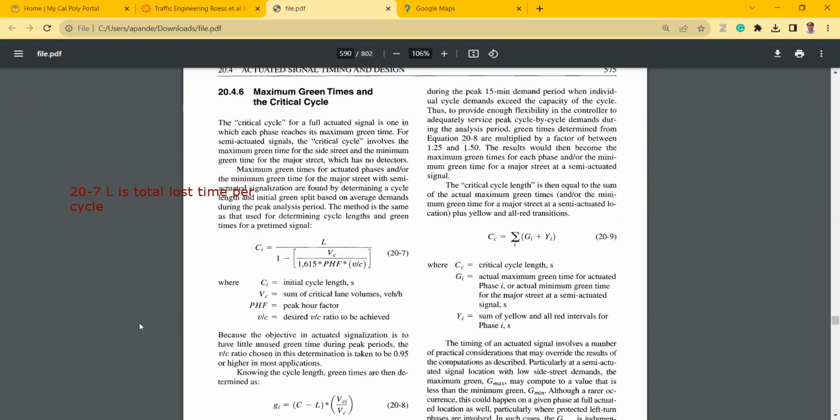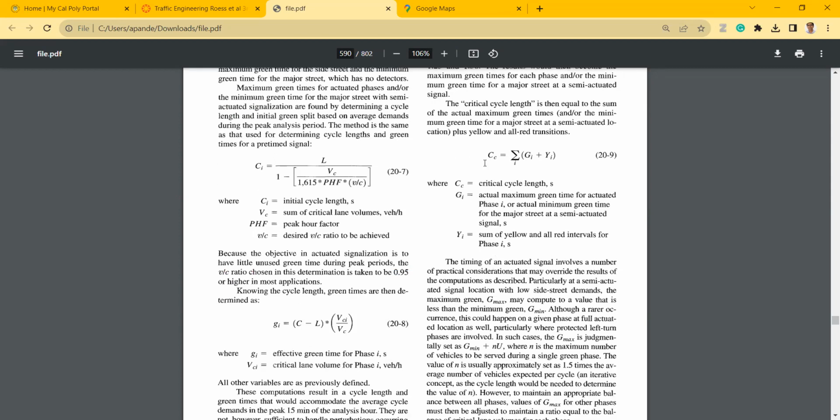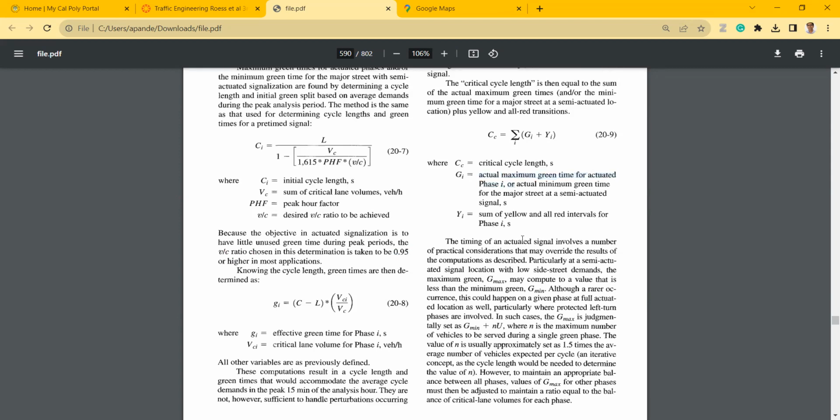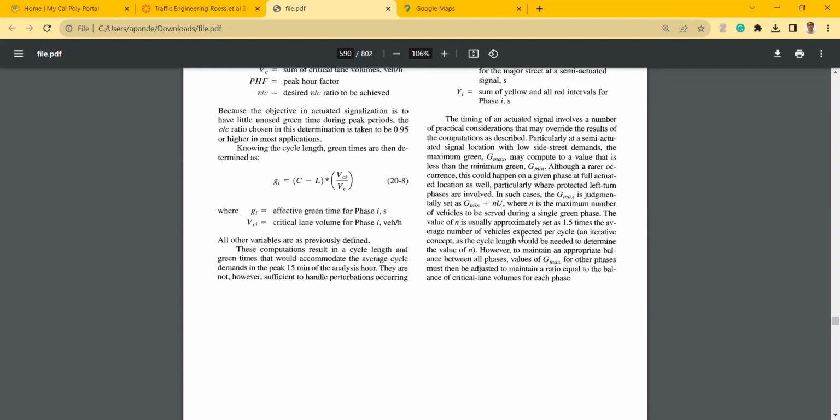Now, the thing here is the difference between semi-actuated and fully actuated signals. We'll talk about that in just a second. Your total cycle length will be GI plus YI, the actual maximum green for the actuated phase. We'll talk about this in a second. 20.9, we'll come back to it in a minute here.